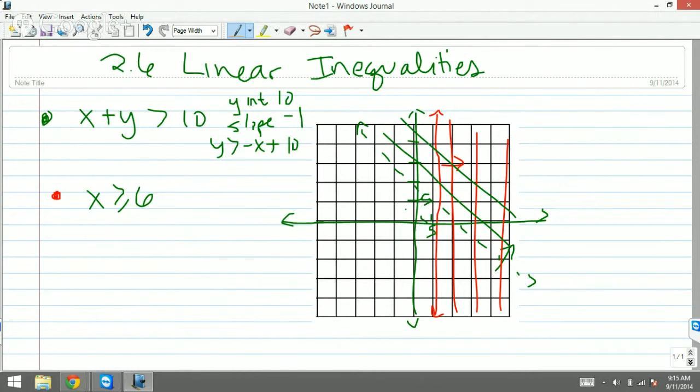Right here. So on your papers, if you don't want to put the red and the green shading, don't. All you need is the double shaded. Okay.